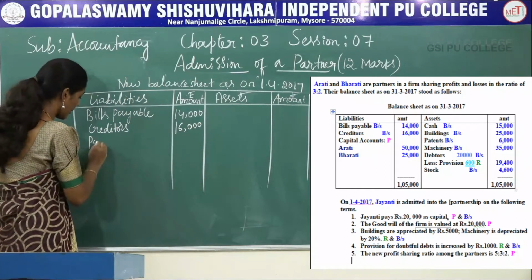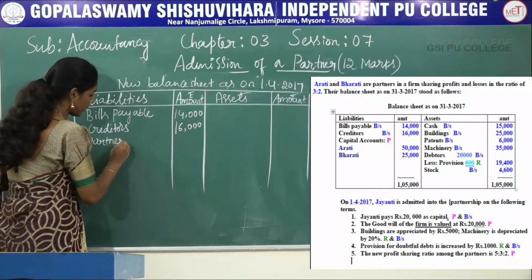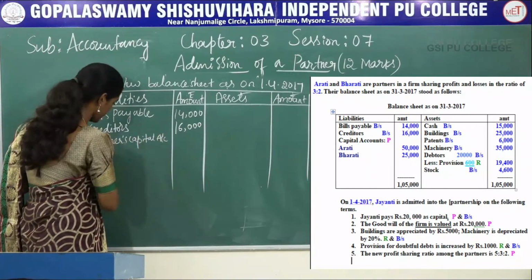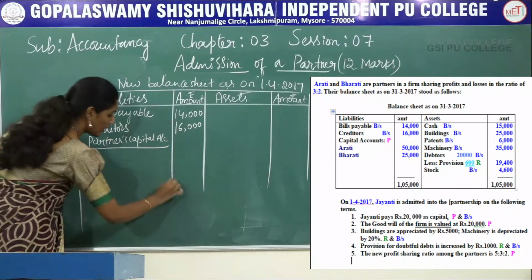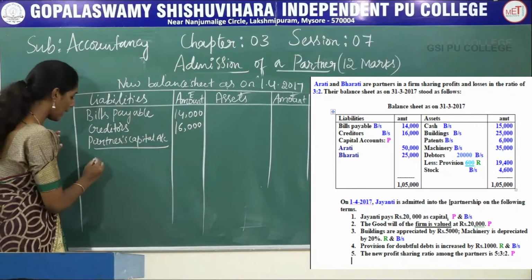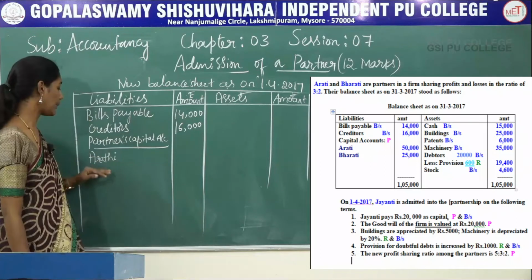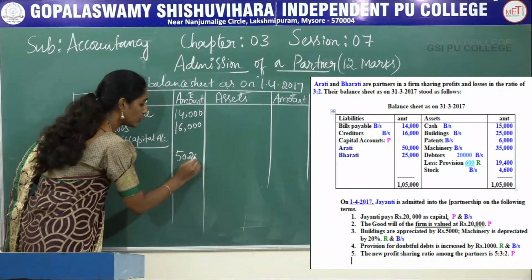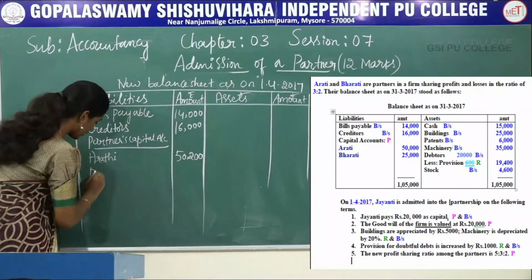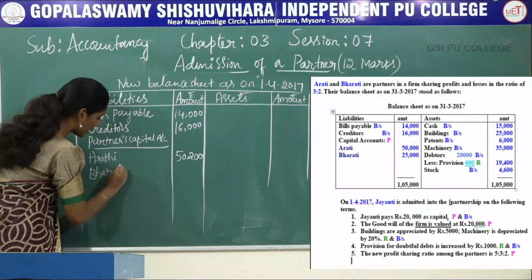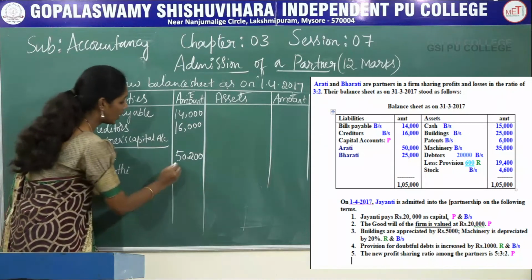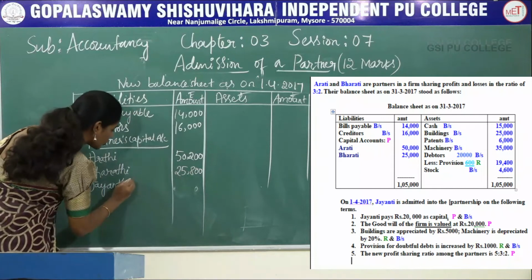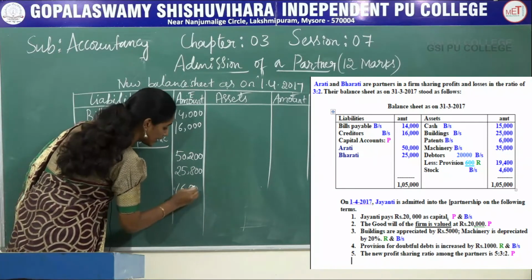The next, partners' capital account. Now write all the names of the partners. Arati, the capital balance of Arati is 50,200. Then the capital balance of Bharati is 25,800, and the capital balance of Jayanti is 16,000.